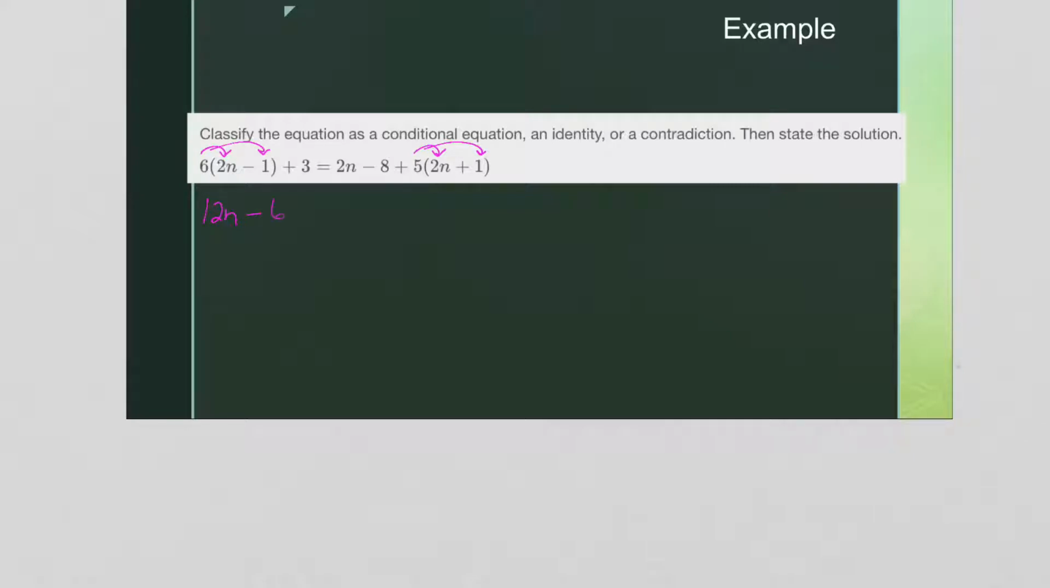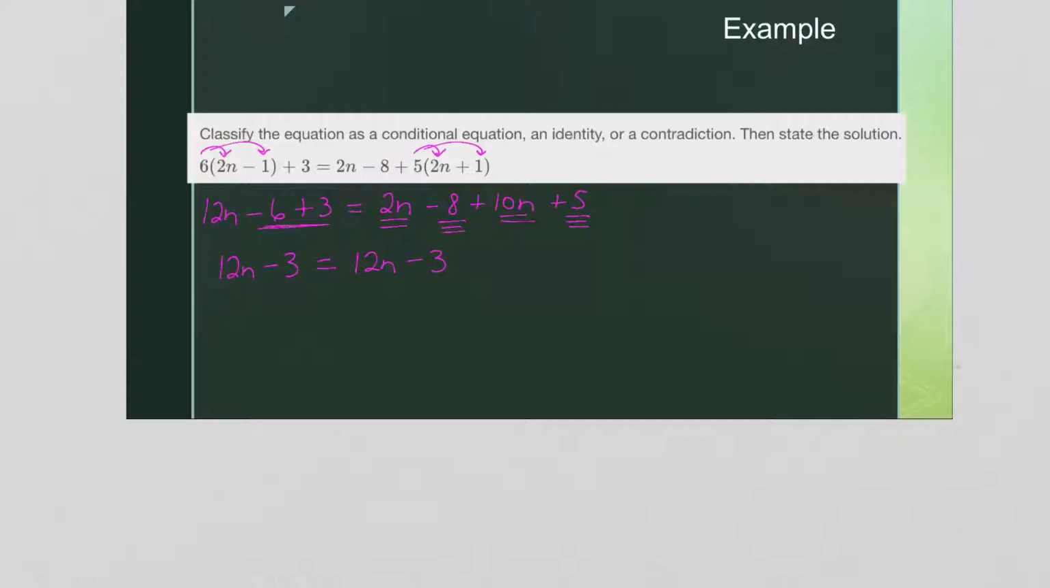Six times -1 is -6. I've got 2n minus 8. Now I'm going to distribute the 5. 10n plus 5. Now I'm going to combine some like terms. On the left side, those are like terms. On the right side, this and this are like terms. And I've also got those that are like terms. So 12n I'm going to bring straight down. -6 plus 3 is -3. 2n plus 10n is 12n. And -8 plus 5 is -3.